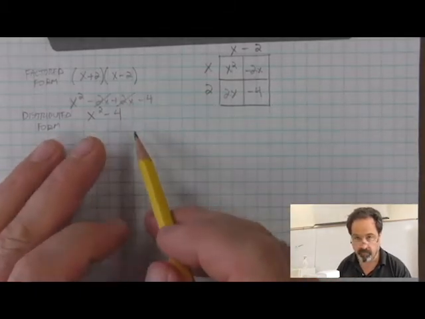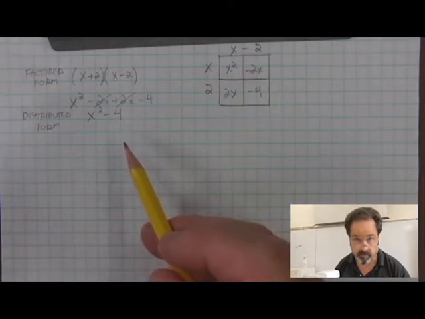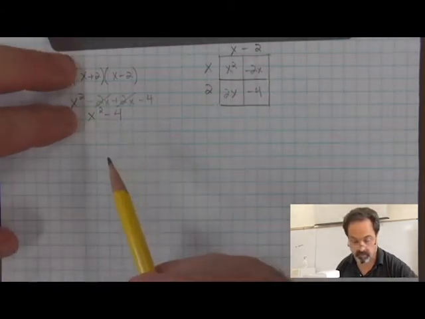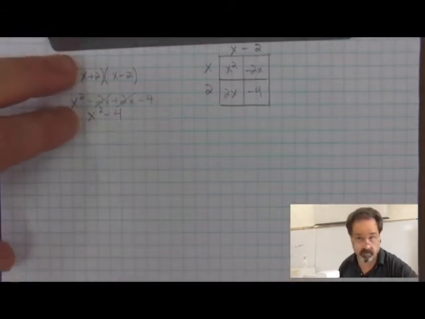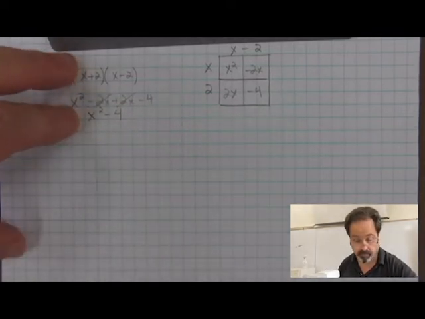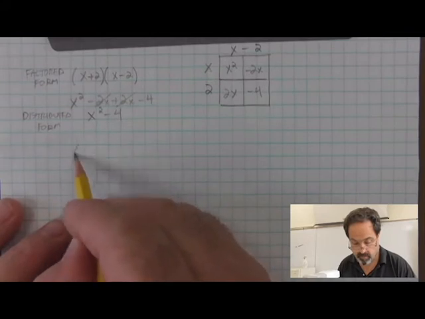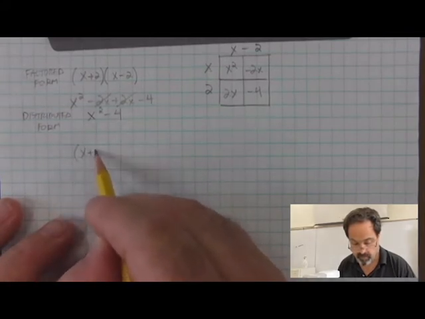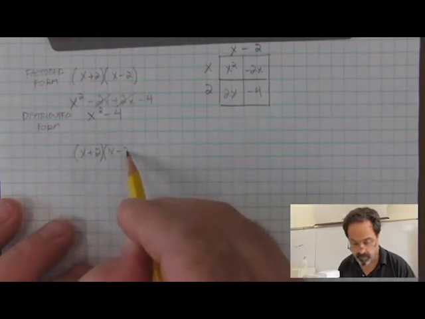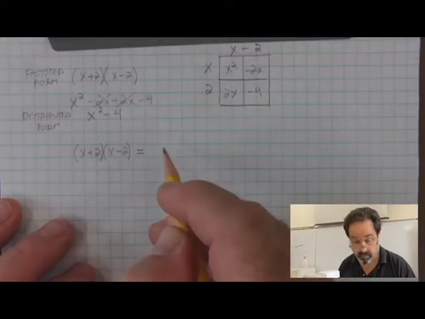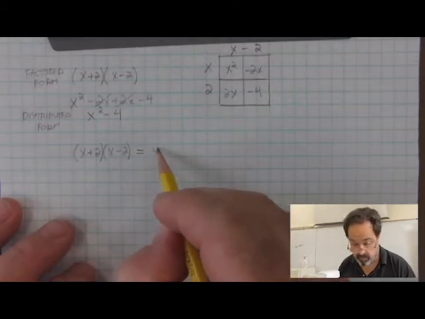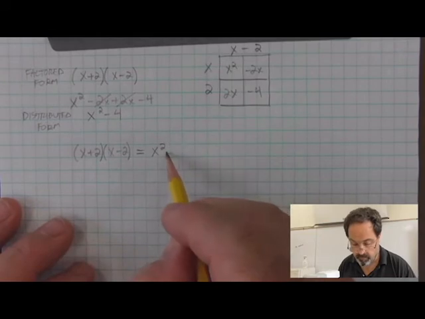These are two different forms of the same expression. These two expressions are equal to each other. They're just organized differently in different form. The factored form x plus 2 times x minus 2 is equivalent and equal to the distributed form x squared minus 4.